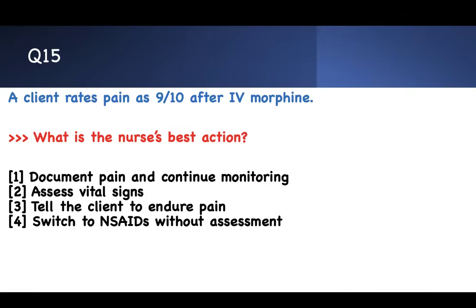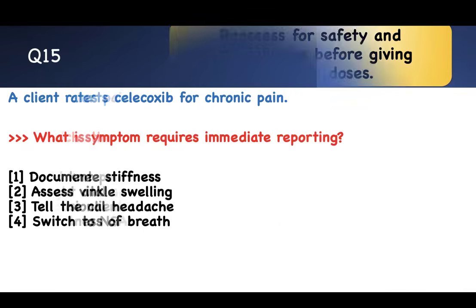A client reports pain of 9 out of 10 after IV morphine. What is the next best action? Document pain and continue monitoring. Assess vital signs. Tell the client to endure the pain. Switch to NSAID without assessment. What do you think? These answer choices are made so it's easy for you to understand them. I want to show you that if you have pain and I give you the medication, no matter how high is your pain, 10 out of 10, I still need to make sure whatever I give you works. Therefore, assess for vitals. You need to reassess.